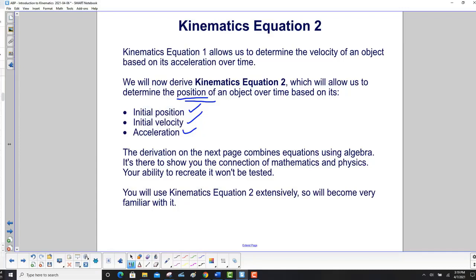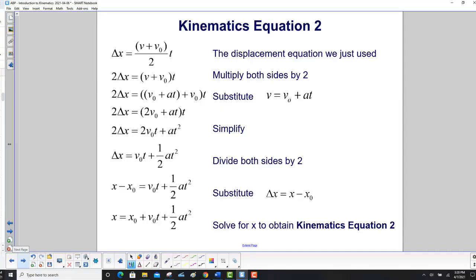It's there to show you the connection of mathematics and physics. Your ability to recreate it won't be tested. You will use Kinematics Equation 2 extensively, so it will become very familiar. We'll start with the displacement equation from the last chapter, right here.